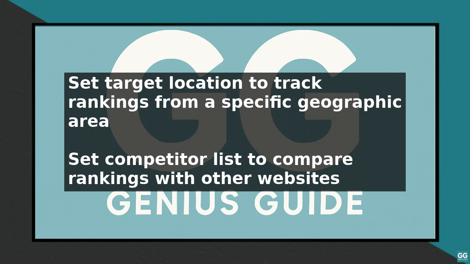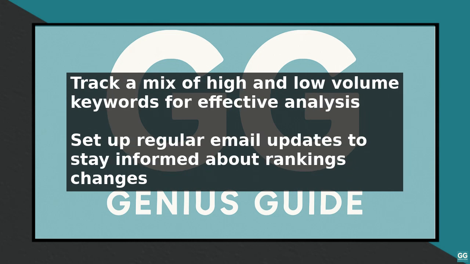Best practices for configuring Semrush position tracking include tracking a mix of high and low volume keywords, setting up regular email updates to stay informed, and using the tool's filtering and sorting options to analyze your data.